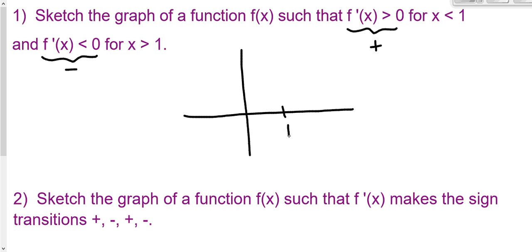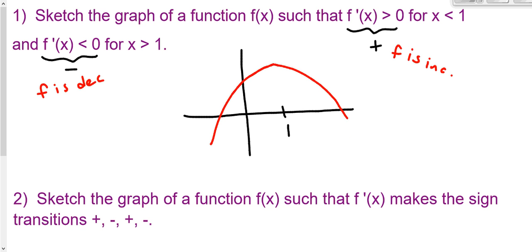And what we want is the derivative is positive, then the derivative is negative. If the derivative is positive, f is increasing, and if the derivative is negative, f is decreasing. So what we want to show is a function that increases and then decreases. We could do this, increasing and then decreasing.